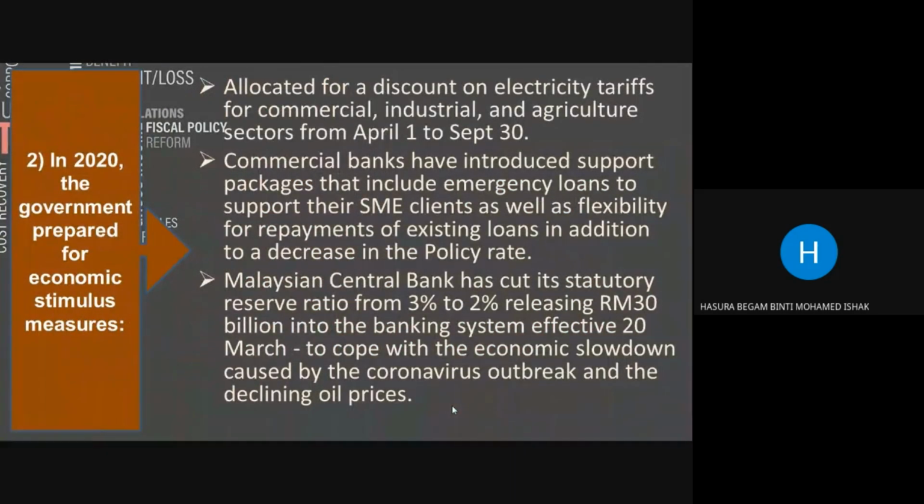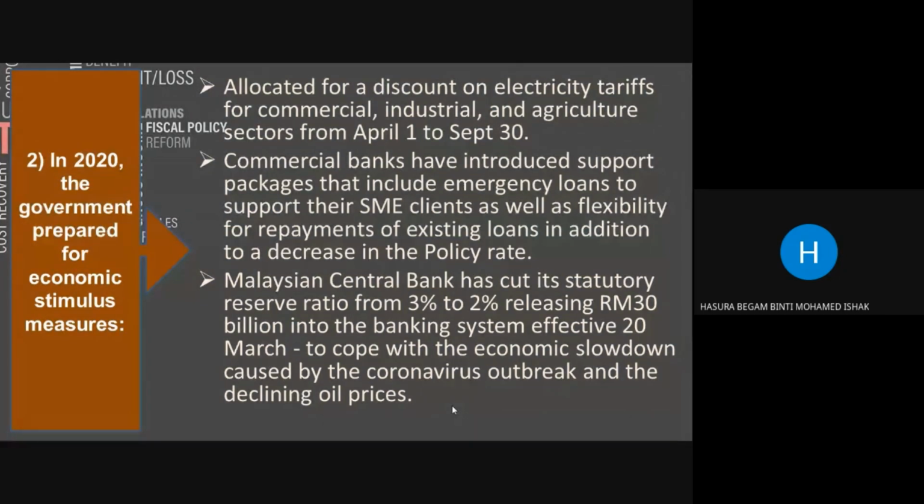The second news is, in 2020 also, the government has prepared economic stimulus measures. They allocated a discount on electricity tariff for the commercial, industrial and also agriculture sectors. So commercial banks have introduced support packages that include emergency loans to support their SME clients, as well as flexibility for repayment of existing loans, in addition to a decrease in the policy rate.